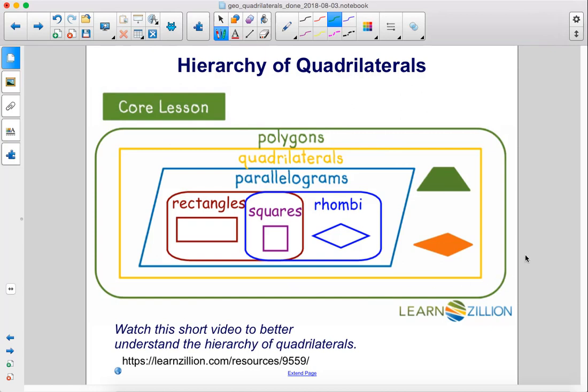Here is another way to visualize the hierarchy of quadrilaterals. All squares are rectangles, rhombi, parallelograms, quadrilaterals, and polygons. However, there are some quadrilaterals, like the trapezoid, that do not fall into the categories here.